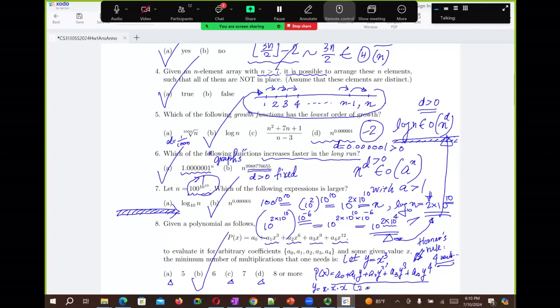2 multiplication. All right, so total 2 plus 4 equals 6.